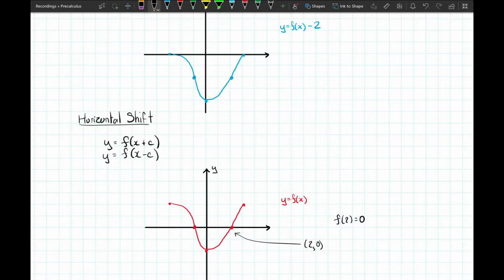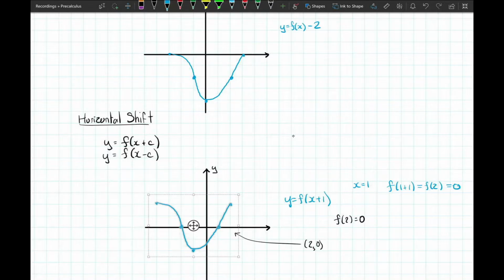Now, what if I were to change this function and I wanted to make this y equals f of x plus 1? What would that do? Well, I know that if x is equal to 1, then I would have f of 1 plus 1, which is f of 2, which means I'd get 0 because it's the same function as before, it's still f. And that means that now I have a coordinate at x equals 1 with a y value of 0. And so that is going to take the existing graph that we know the shape of, and the new graph is going to actually have a point 1, 0.